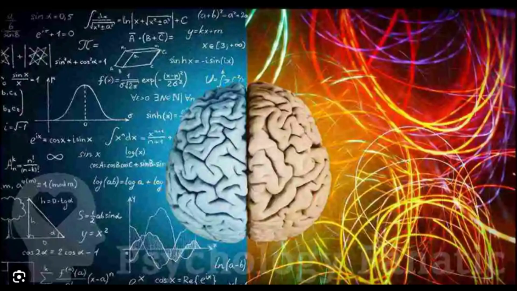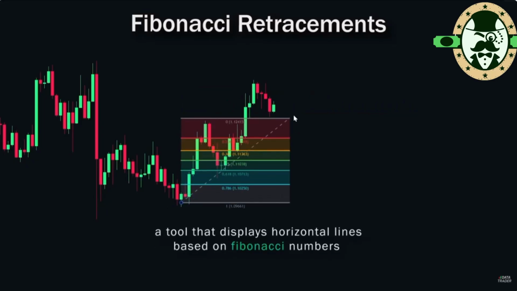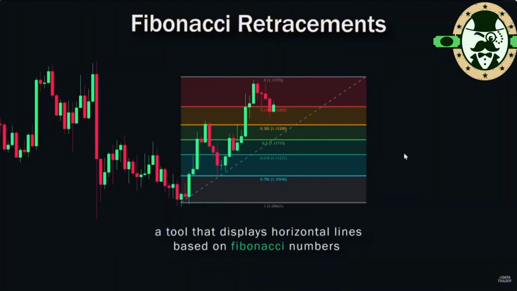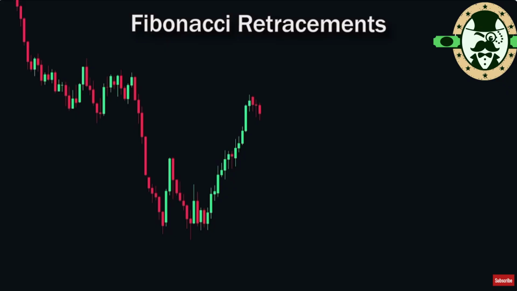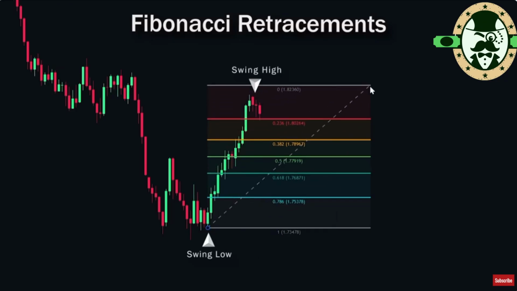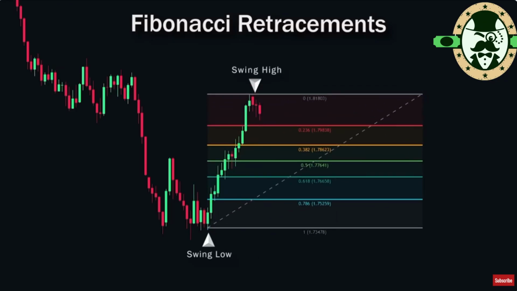Let's jump straight in. The first strategy we're going to look at is Fibonacci retracements. Essentially, this is a tool that displays horizontal lines based on the Fibonacci numbers. These lines can then be used as key support and resistance levels. To use the Fibonacci retracement tool, you first start by identifying a swing low and a swing high on a chart. Then drag the tool from the swing low to the swing high.